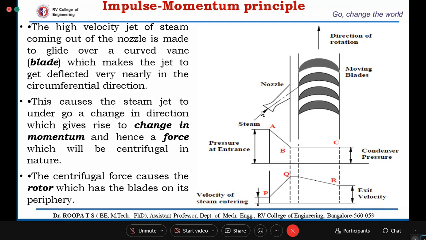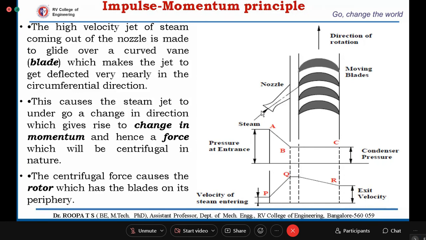So these impulse turbines work on the basis of Newton's second law. We have a steam jet that is coming out of this nozzle, which is getting deflected by the curvature of these blades. There will be a change in direction, which is resulting in a change in momentum, and that will result in a force which is setting the blades into rotation. F is equal to ma. That is the well-known equation for Newton's second law.